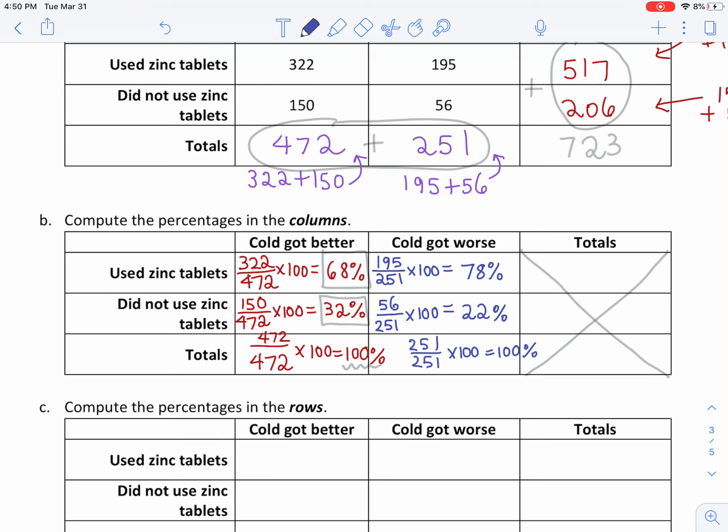So, if you add up these two numbers together, give me just 1 second, guys. My phone's ringing like crazy.